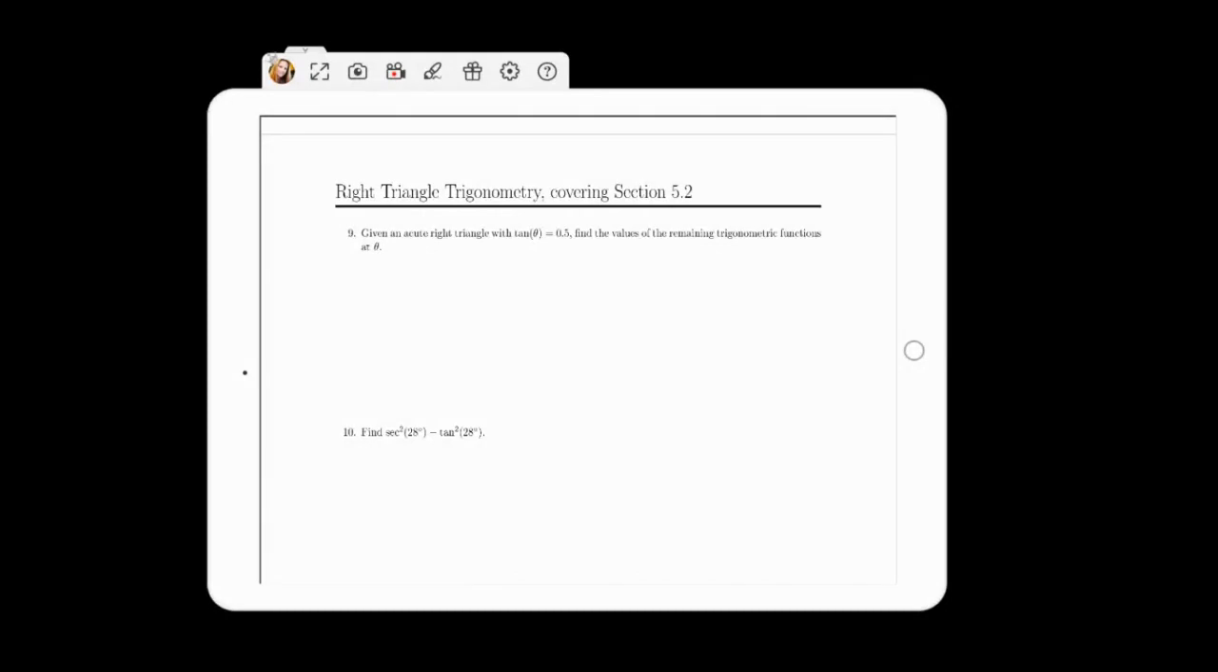Okay, so this is a video for the last page of section 5.2. In this problem, we have an acute right triangle with tangent 0.5. So remember, tangent is opposite over adjacent. That means the opposite side over the adjacent side is equal to 1/2, which is the same as 0.5.